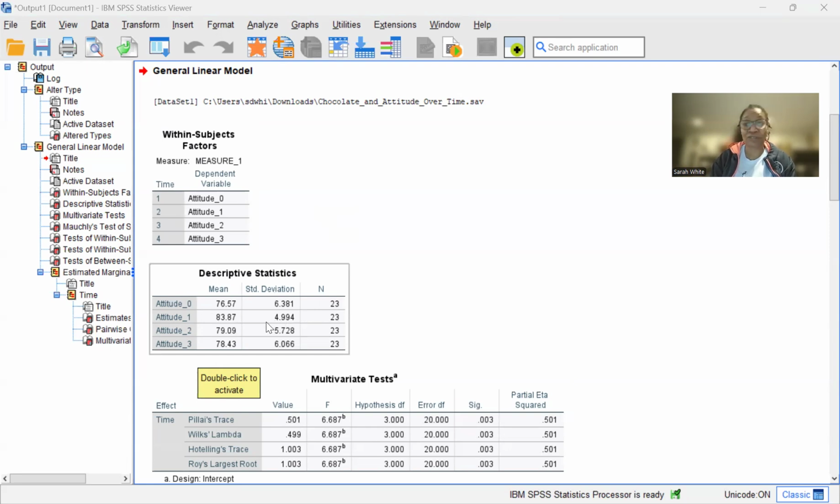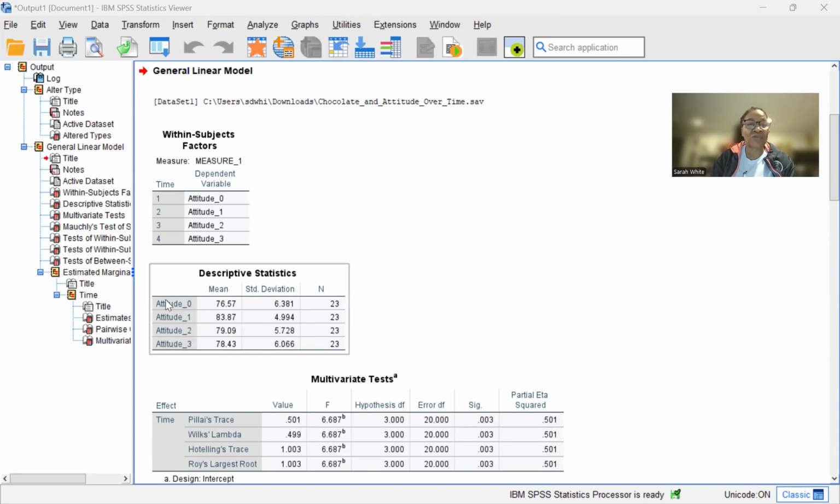or 4.5. Attitude 2, which is our third measure, is 1 hour after eating the chocolate. We have a mean score of 79.09 and a standard deviation of 57.28. And our fourth score, the attitude 3, which is 4 hours after eating the chocolate, our mean score is 78.43 with a standard deviation of 6.066.